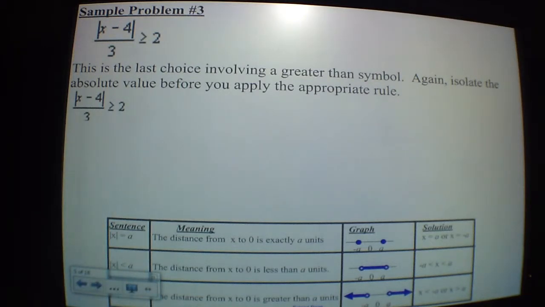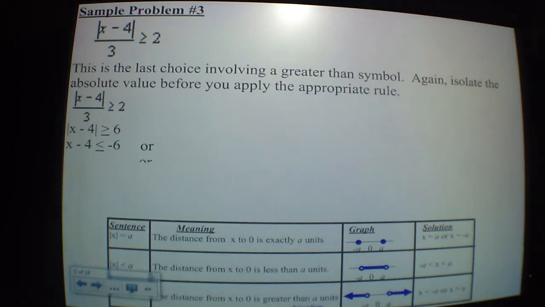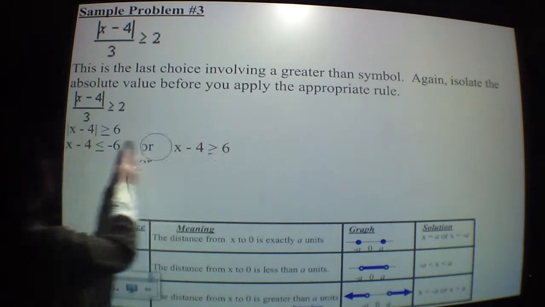I'm going to solve this. Multiply each side by 3 first. So you have the absolute value is greater than or equal to 6. So greater than. So I could rewrite it as greater than the positive of 6 or less than the negative of 6. But it'll be equal to also. So less than or equal to negative 6 or greater than or equal to positive 6.